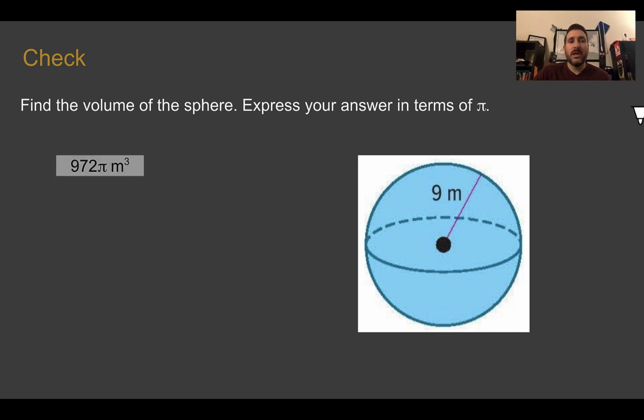Check your answer. You should have said 972 pi millimeters to the third power. To get this, volume is equal to 4/3 pi r to the third power. So 9 times 9 times 9, 9 to the third power is 729. Then multiplying that by 4/3, we end up with 972. And we just have our pi symbol.